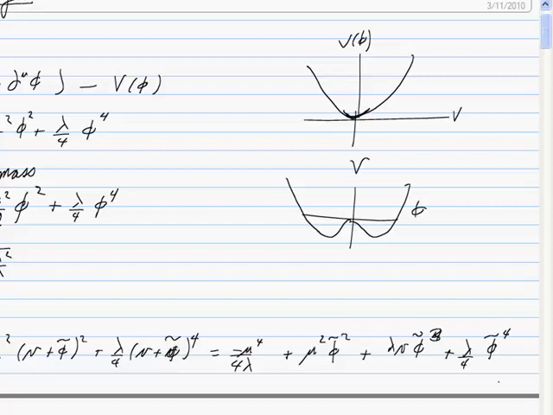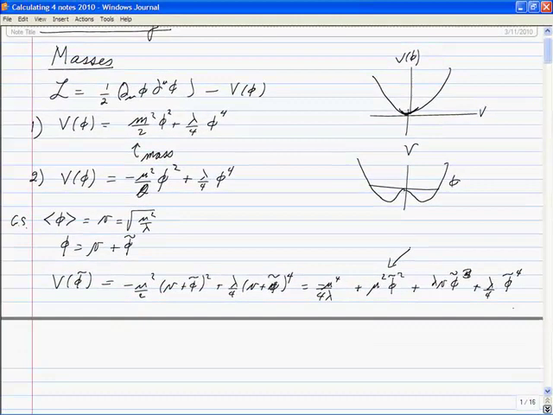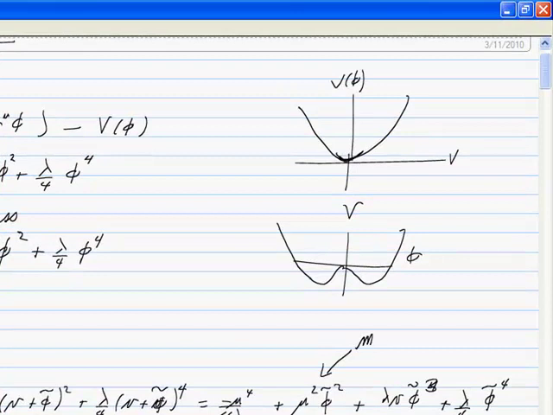So our theory expanded around this state has these terms, and the point to read out here is the mass term. The mass of this particle is positive again, just like up there. If you compare those two, you see that that's equivalent to saying the mass is the square root of 2 mu.